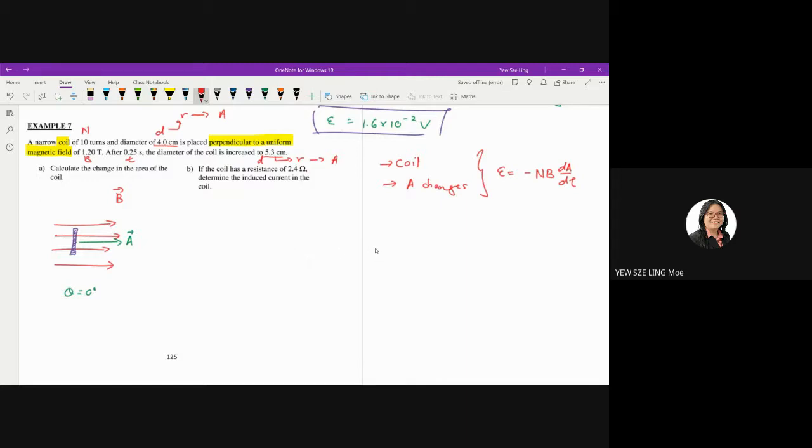So now let's look at question A. Question A, calculate the change in the area. So how to calculate the change in the area? Well, very simple. You just calculate the initial and the final area. So delta A. Now I'm going to answer the question. Wait, let me see. Where am I going to put it?